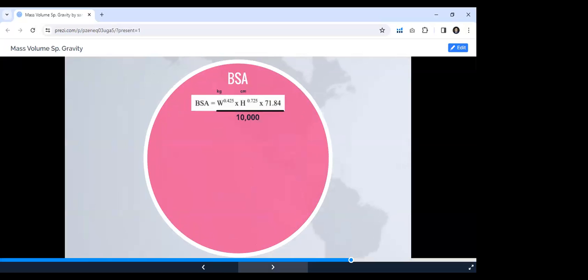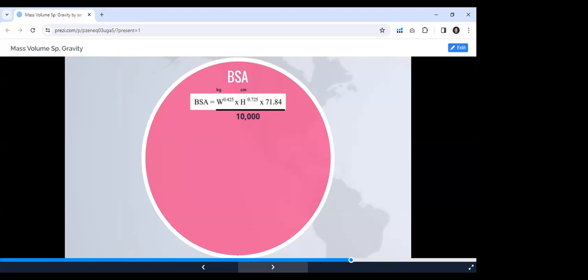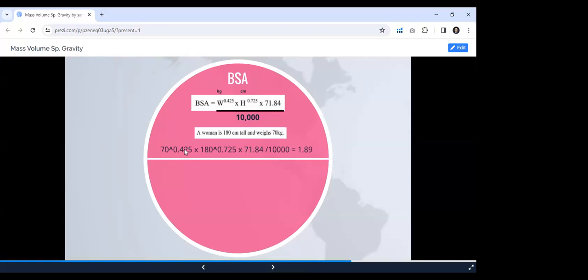Okay, we were talking about the body surface area. Okay, so this was the formula. And we have seen that to do it on a calculator, we need to use this sign, 70 and a sign that is pointing upward. This means that we are using a power tool.